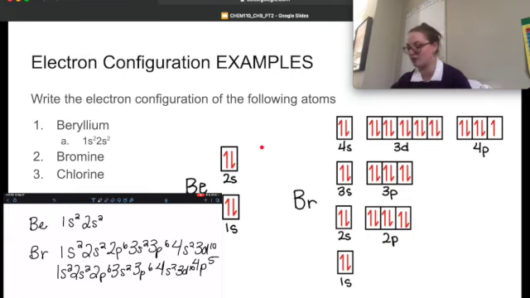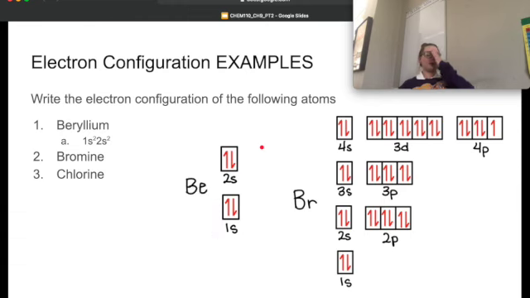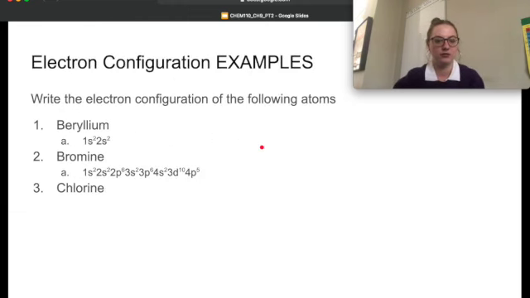I kind of feel like I'm cheating here. 4p5. Okay, so you can see it. Oh, you can see that electron configuration written out here in one straight line on your screen. So go ahead and check that out.